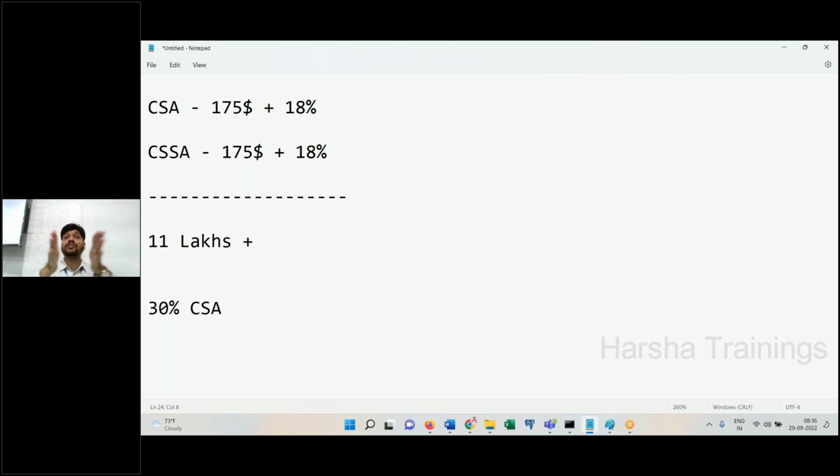Then what is the gap that should be there between these two exams? No gap required for your information. Today you do CSSA, tomorrow you do CSA. Okay, no issue. There is no restriction like that. But many people have a doubt about what gap is required between these exams. Frankly speaking, if you're knowledgeable, you can do two at a time, one day after another. No one can say that you should not be doing like this.